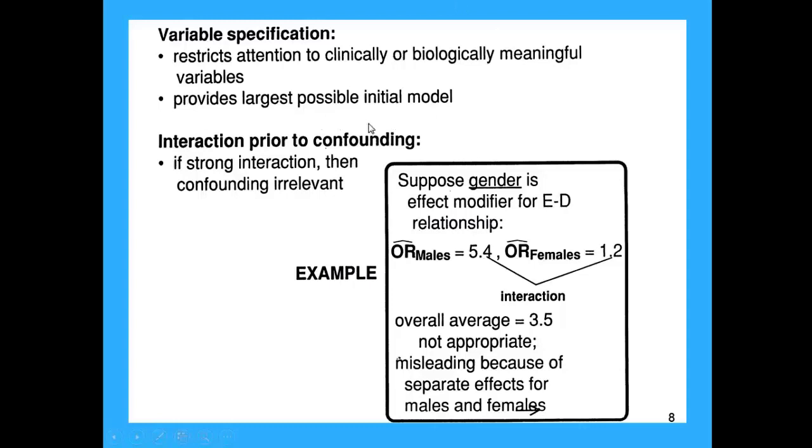First of all, in the variable specification stage, you're going to say, what variables ought to go in the model? And in what form should they go in the model? Once you decide that and put the form together, you're basically coming up with a starting model. What I mean by the largest possible initial model is a model that, at the most, includes everything you want to.